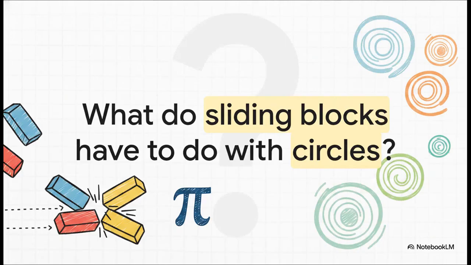So think about this for a second. What do sliding blocks have to do with circles? Right off the bat, you'd probably say, absolutely nothing. Blocks have straight, rigid edges. They move in straight lines. Circles are, well, they're circular. You wouldn't really expect the math of one to dictate the physics of the other. But what if I told you that straight-line physics secretly hides the universe's most famous circular constant? Okay, let's dive into this and see exactly how that's possible.